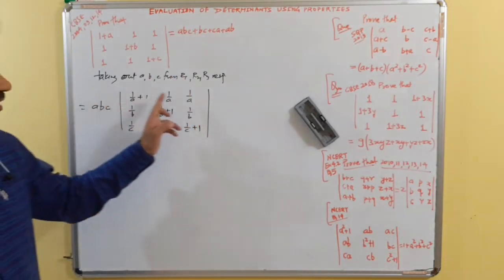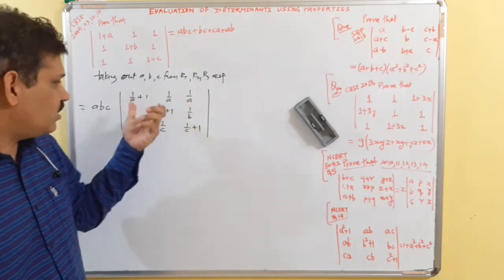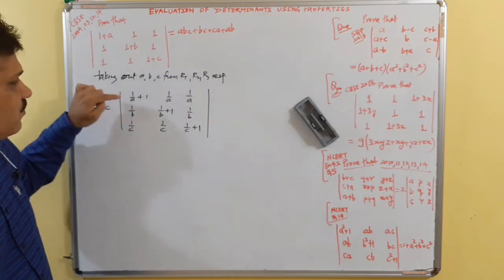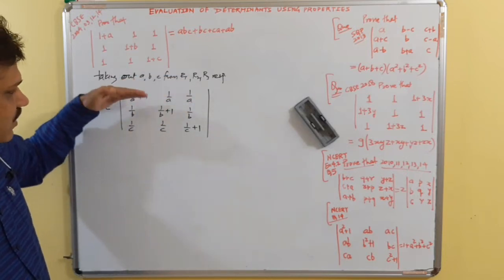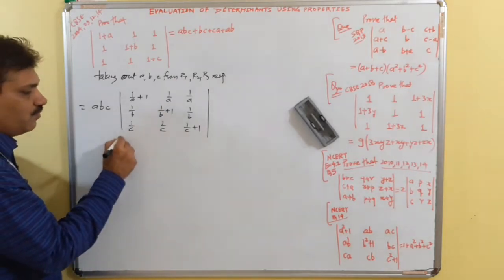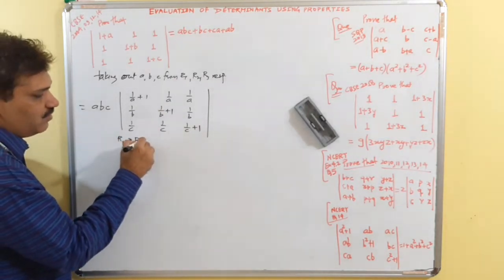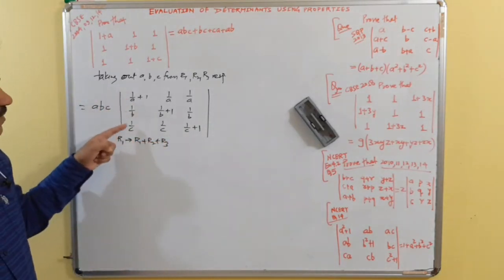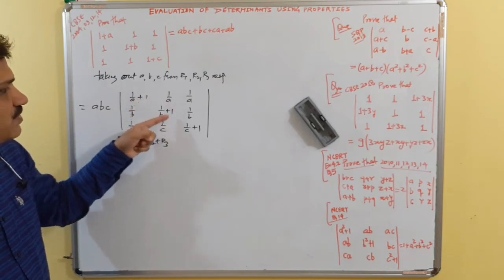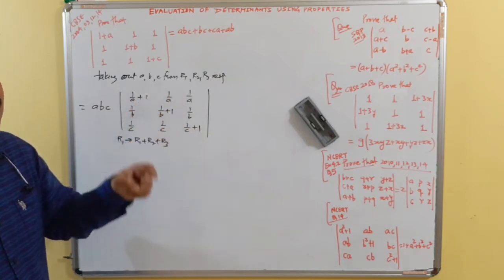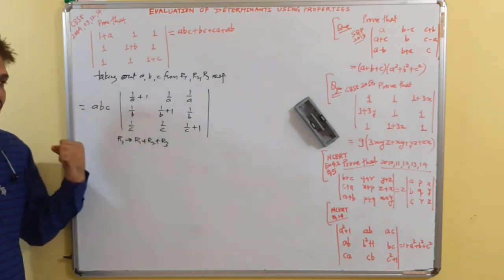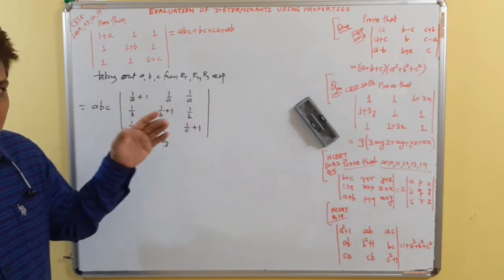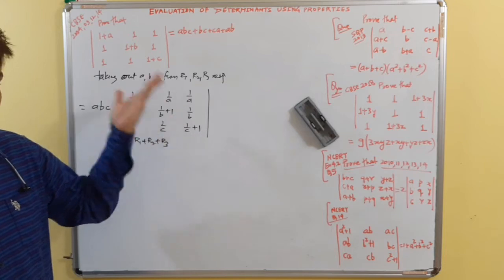Now if we add the elements of a row, we are not getting the same thing, but if we add all the elements of a column, that is, if you apply the operation R1 becomes R1 plus R2 plus R3, what you get in each place is 1 upon A plus 1 upon B plus 1 upon C plus 1. You will be able to take that common, and as soon as you take it common, you will get 1, 1, 1. With the help of these ones, you will make 2 zeros and proceed as we have done earlier.